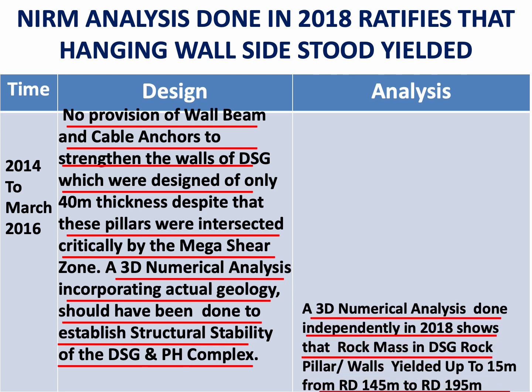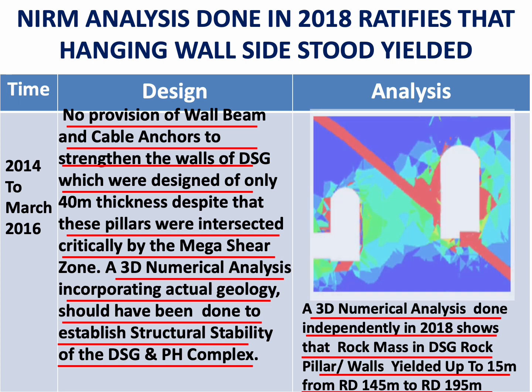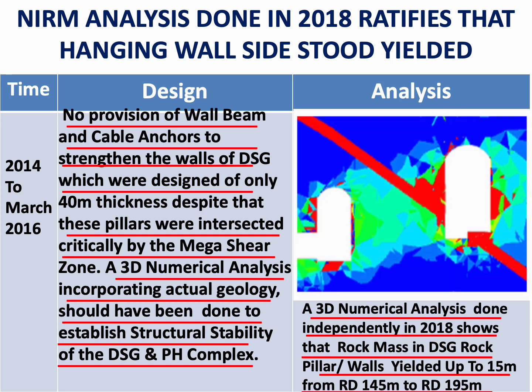The 3D numerical analysis done independently in 2018 shows that the rock mass in the Downstream Surge Gallery rock pillar oblique walls yielded up to 15 meter from RD 145 meter to RD 195 meter. So the reaches lying on the shear plane to a depth of 15 meter between RD 145 and RD 195 meter were standing yielded.